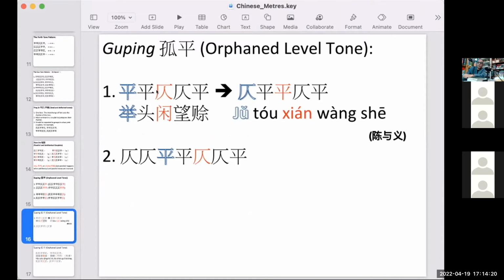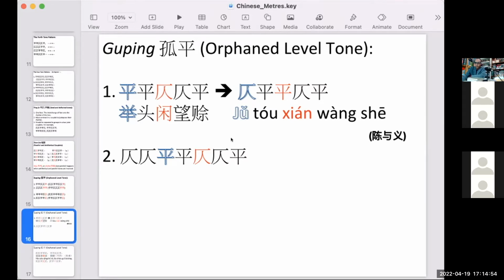So that means he changed. That means he left the ping here, ku ping, and this is defection. So what he did, he had to change in the same line to change the ts into ping. So he said xian, xian is ping. So he struck the balance again. He changed the tone of the first character from ping into ts, and to make it up, he changed the third character from ts into ping.